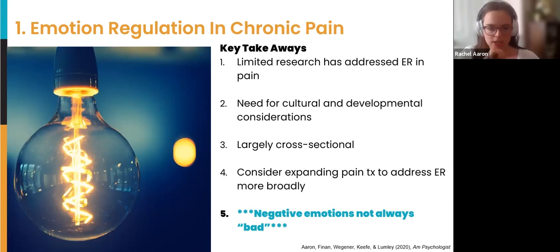This literature is largely cross-sectional. Very little research has looked at emotion regulation in pain. Basically, no longitudinal research has looked at emotion regulation in pain beyond pain coping. And one that I think is really important is that negative emotions are not always bad. Some of our traditional models assume that the goal is always to feel less bad about something. Hopefully I've convinced you that there's some value to experiencing negative emotions, and that has implications for the way that we treat things like pain in pain psychology.